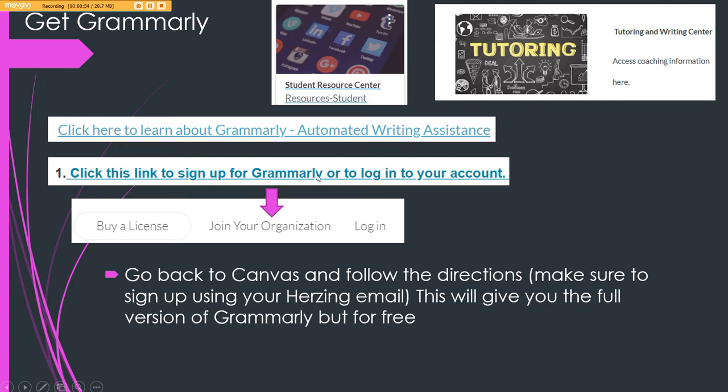If you click on that link, it'll take you to Grammarly. If you already have a free account, make sure you're logged out, and then choose Join Your Organization. Go back to Canvas and follow the instructions, and you will have the full version of Grammarly for free.